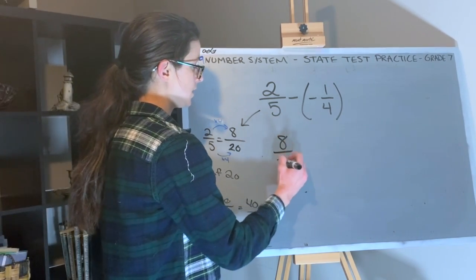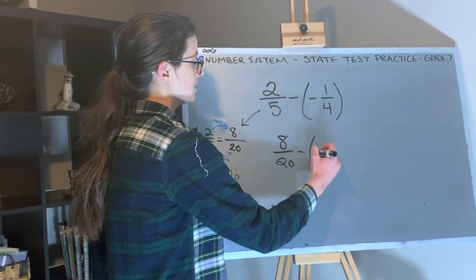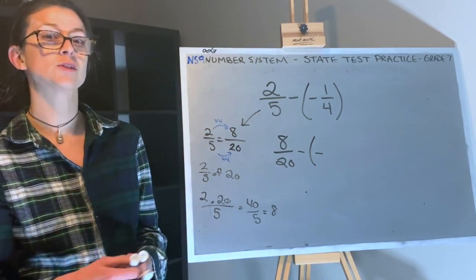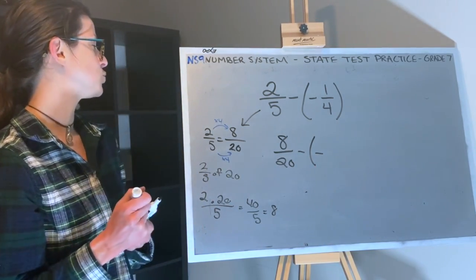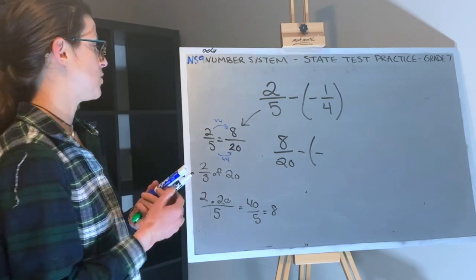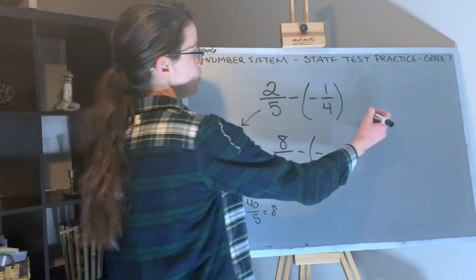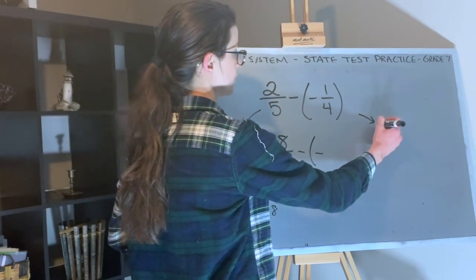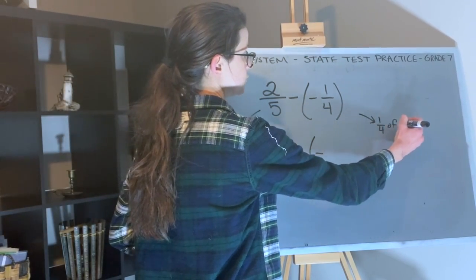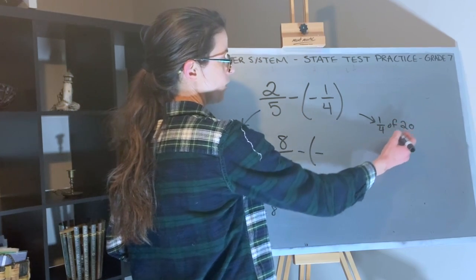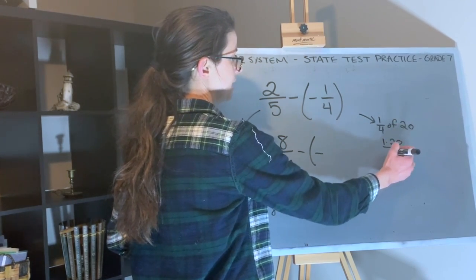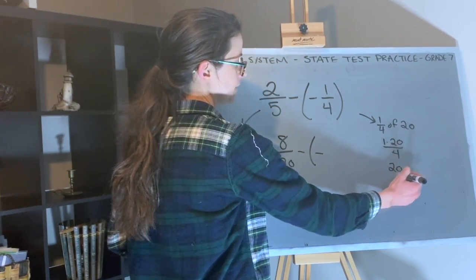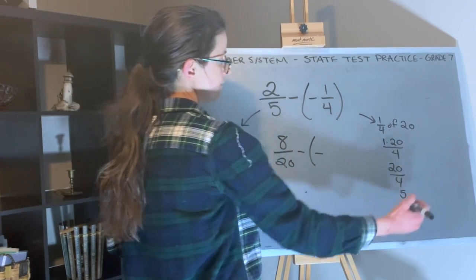So we have 8/20 minus negative 1/4. Now what's 1/4 with the denominator of 20? Let's use the same reasoning we did here. What's 1/4 of 20? Well, we multiply 1 by 20, divide by 4. We get 20 divided by 4, which is 5.